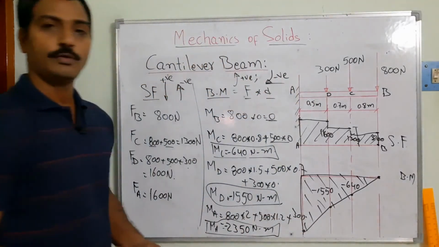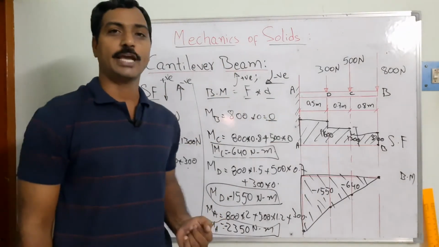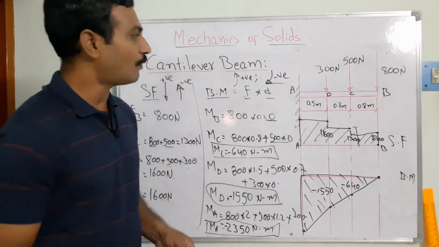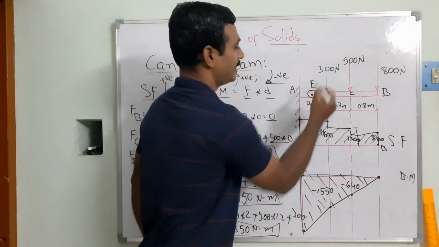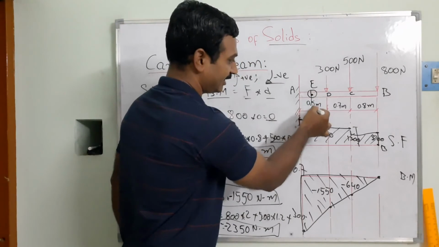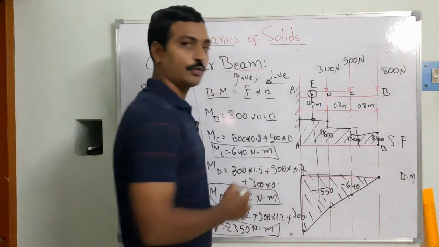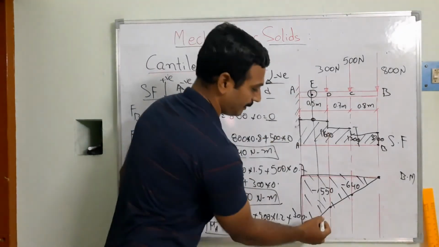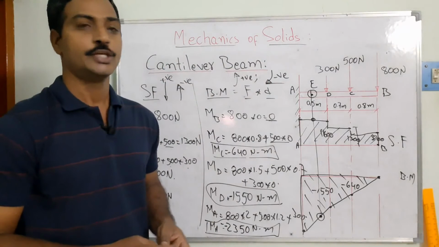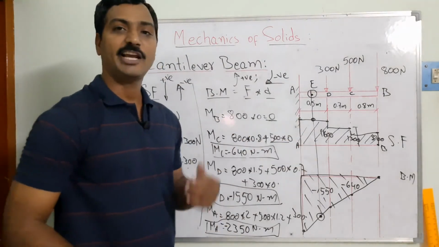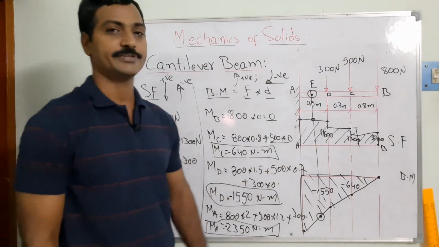So I hope you are able to understand how to construct the shear force diagram as well as the bending moment diagram. If I want to find out the shear force over here, so that's going to be the point E. So then what happens? I am going to extend the line over here, and then I can find out the shear force over here, and then the bending moment I can measure over here by using the scale. So this is the way it helps us to instantly calculate the bending moment as well as the shear forces by using these diagrams.